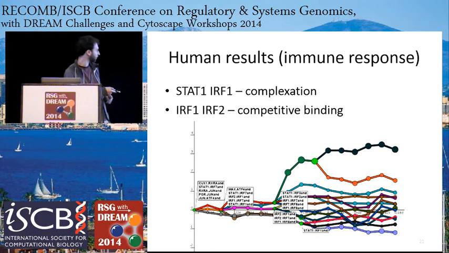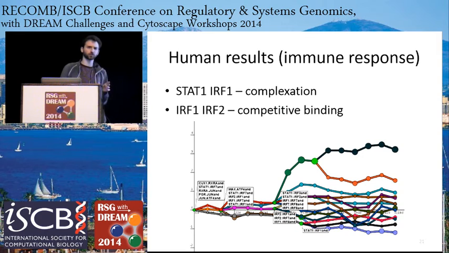So here's an example of a human immune response experiment. This is an individual who was exposed and ended up getting the flu. And again, I'm just showing you the AND pairs that show up. And a lot of these are known. For example, things like STAT1 and IRF1, which are well-known complexes which show up at the beginning of an immune response. But there's some other interesting things that show up.